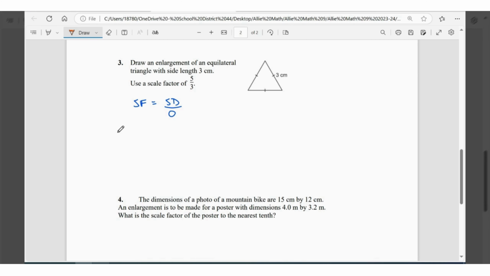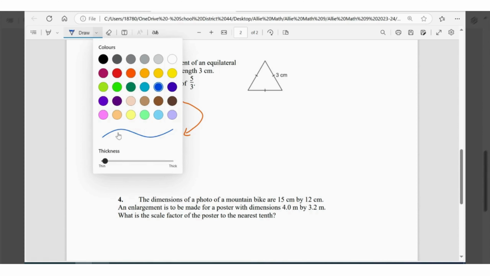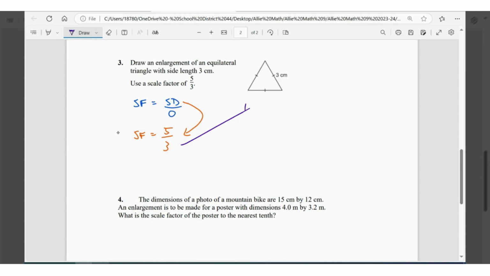We have this ratio already. We have this fraction. So we know that the scale factor equals the scale diagram over the original. Okay, so that part is going to be true. And they told us that the scale factor is 5 over 3. So if the original right here appears to be 3, then I think we can deduce from that the scale diagram is going to be 5. That our SD, this part right here, is going to be 5. I think we can think our way through that.